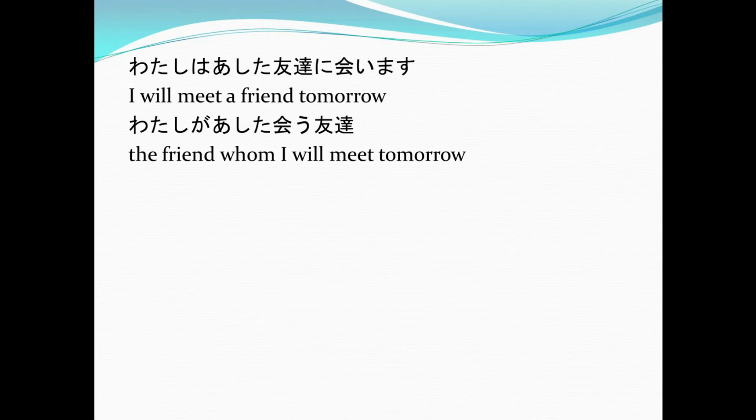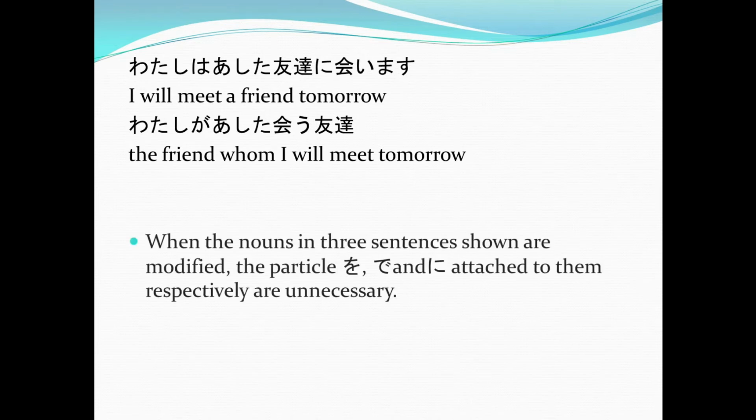Now, in the last part of the examples, the sentence becomes a noun modifier, and then we just have to attach the noun at the end. Now, remember, when the nouns in the three sentences shown are modified, notice that the particles o, de, and ni attached to them respectively are unnecessary.